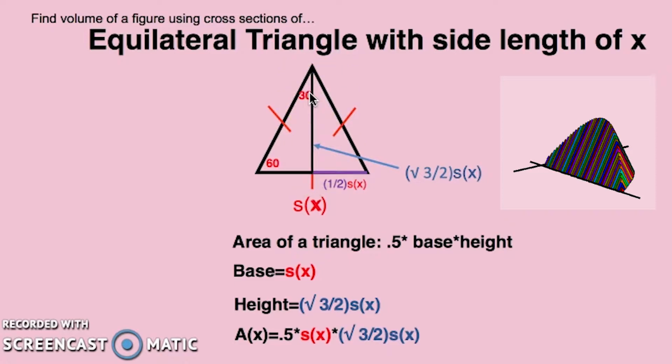So given the side length, or also the base, s of x, and given the height, square root of 3 divided by 2 of s of x, you can plug this information into the formula for the area of a triangle to derive the formula for the function A of x, which is area, which is 1/2 s of x times the square root of 3 divided by 2 of s of x.